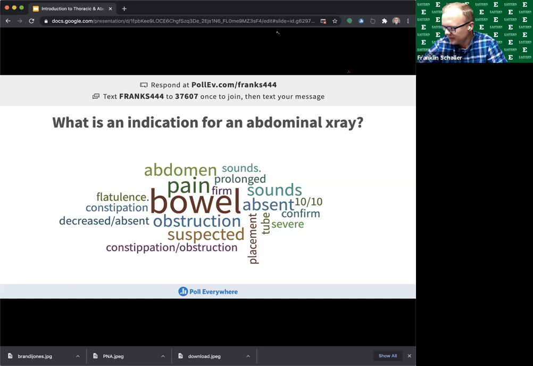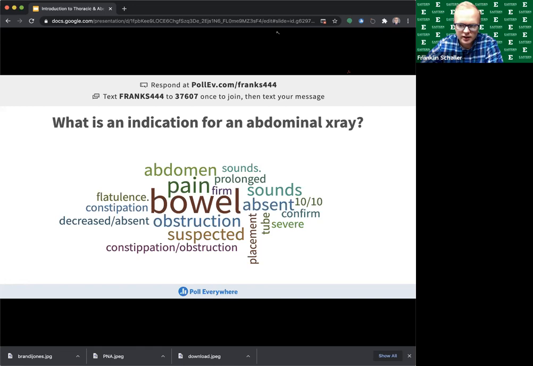Can we add maybe foreign body to that? Yeah, I like that idea. Foreign body. Anytime I am suspicious for a bowel obstruction, which a lot of those symptoms go along with, or perhaps a fecal impaction, I have suspicion for an acute intra-abdominal process where I might be looking for free air, like noted earlier, or perhaps a kidney stone. Maybe I want an abdominal x-ray because I don't have a CAT scan or an ultrasound at my fingertips. And like Brandy said, a foreign body is another great indication.